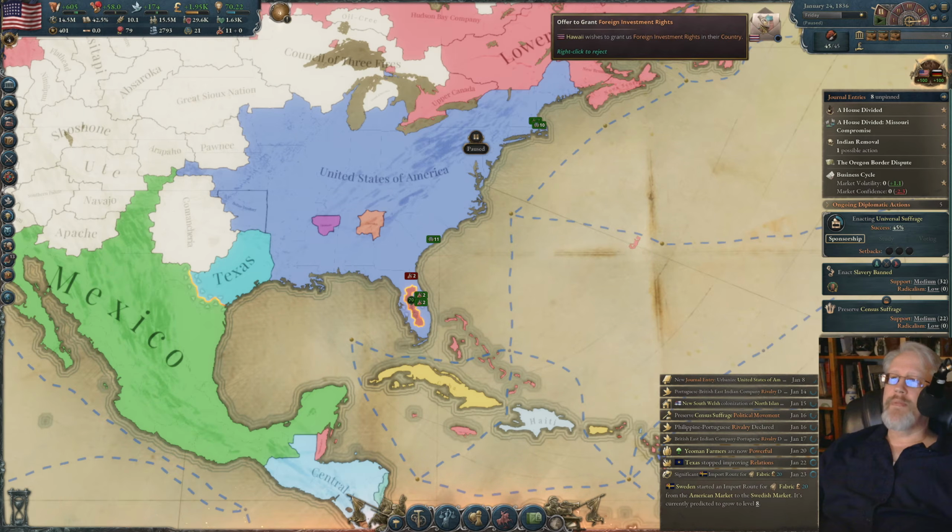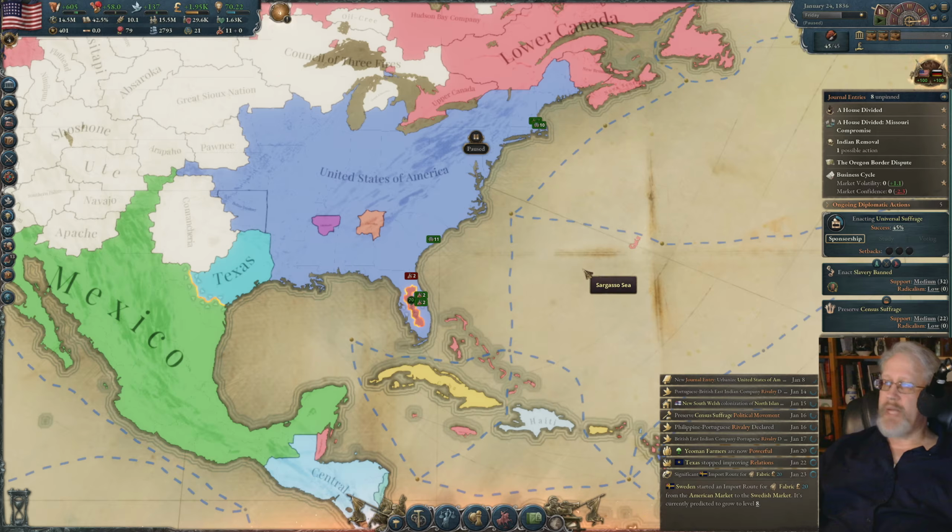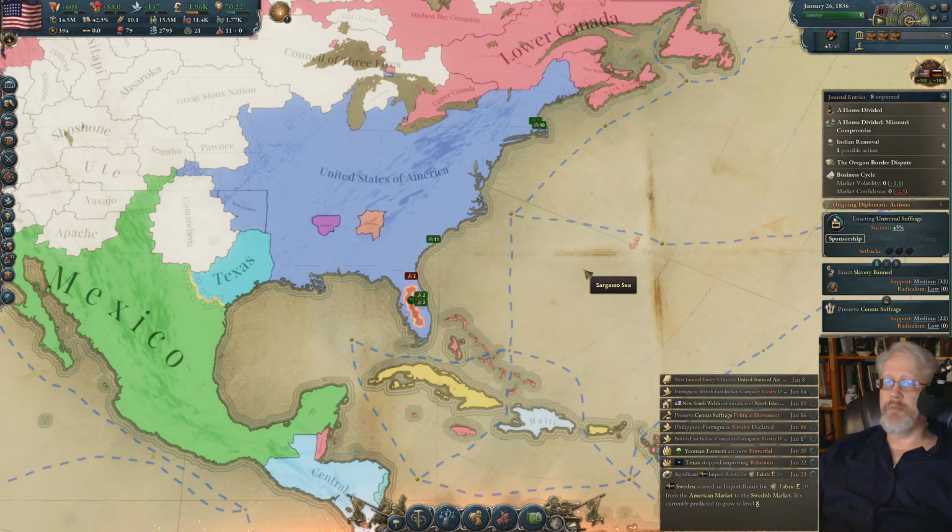All right. Now Hawaii wants to give us foreign investment rights. Let's take it, because we're going to pick up Hawaii later on anyway. It's only 37 to maintain. That's fine with me. We'll do that.